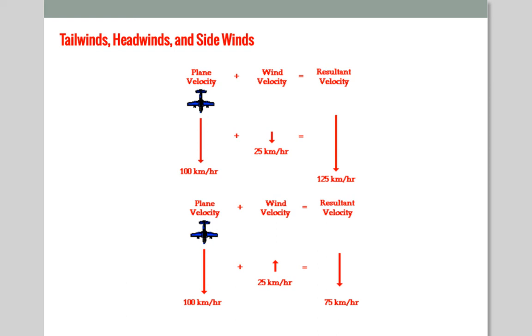So plane velocity, if you're going 100 kilometers south and your wind velocity is 25 kilometers north, they work against each other, right? So as a result, it's a net velocity of 75 south. Just imagine running into the wind or running with the wind, right?